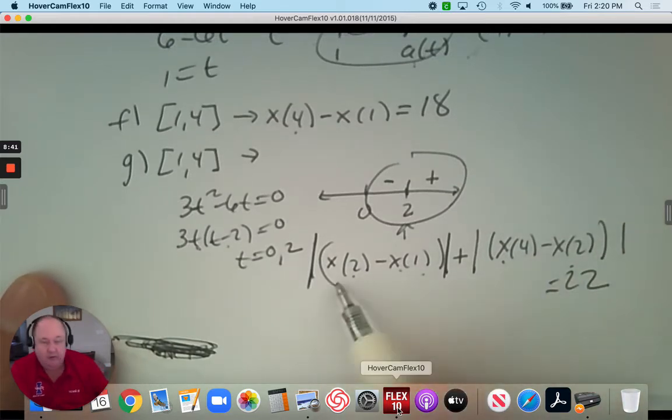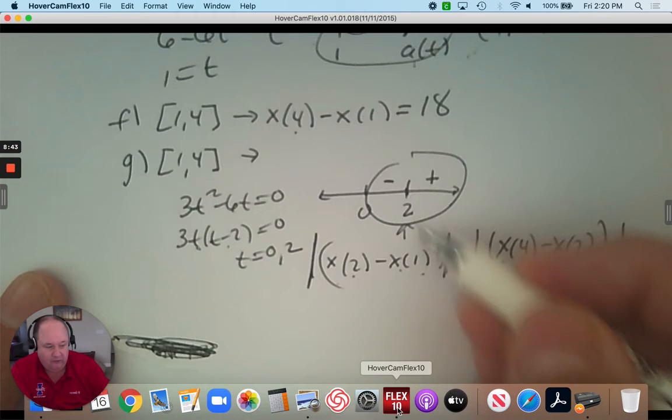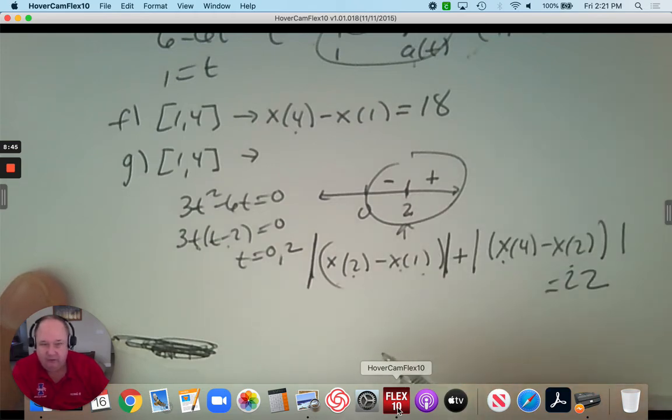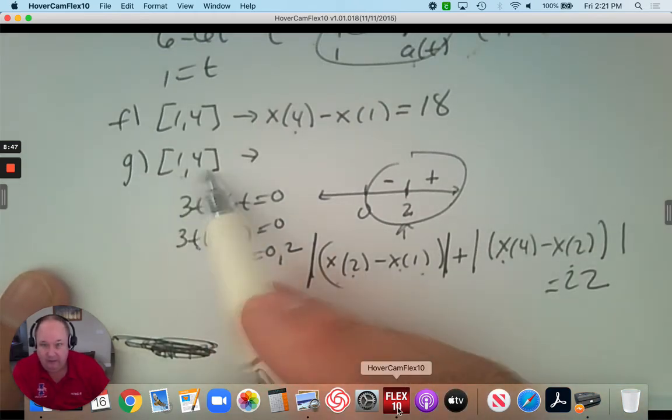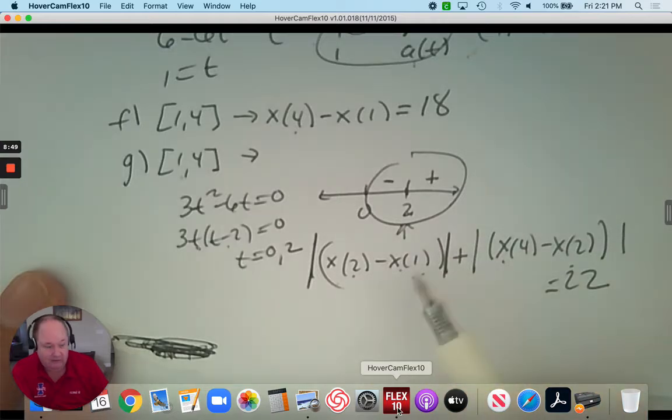So again, using an understanding that for total distance, we need to know if the object changes direction in the middle of the interval. And it does. At 2, it changes direction. So I got to go from 1 to 2 and 2 to 4 separately. The one from 1 to 2, this one's a negative answer. So the absolute value would change it to positive. This one's already a positive answer, so it'd be fine. All right, H.